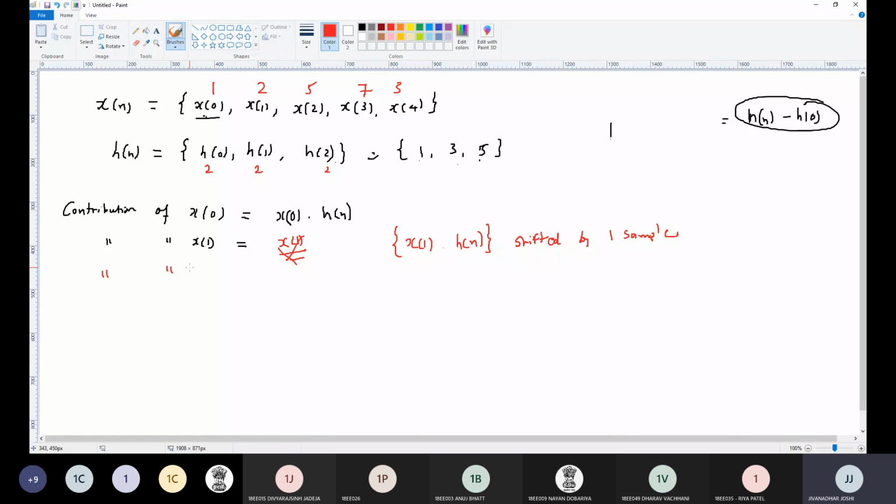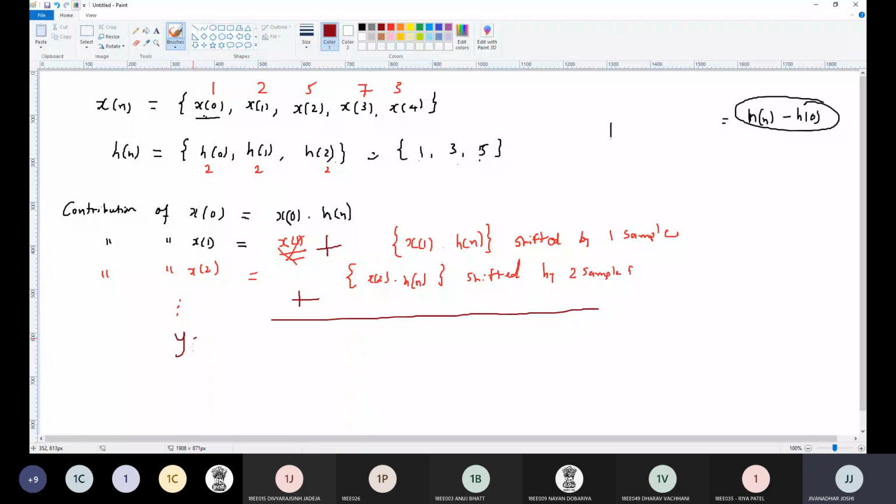Similarly, if I write down the contribution of x of 2, then it can be written as x of 2 shifted by 2 samples. Yes, by 2 samples. And so on. Then I need to sum up all these individual responses to get the final output y of n. So y of n can be written as summation from 0 to a particular value, say n minus 1, x of something into h of something. Let me take k over here, any value other than n, but it should be reflected as n.